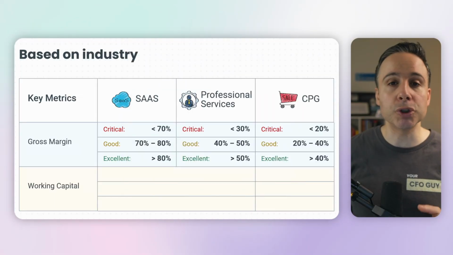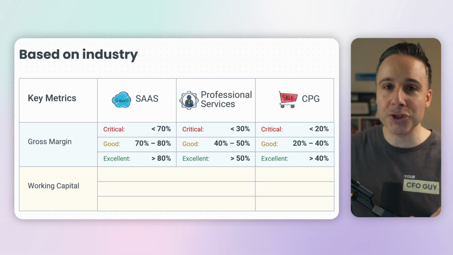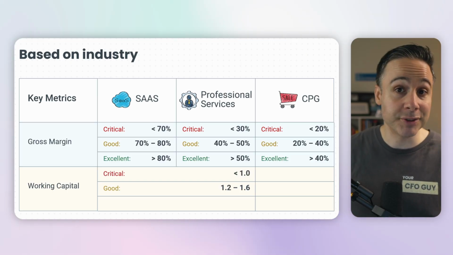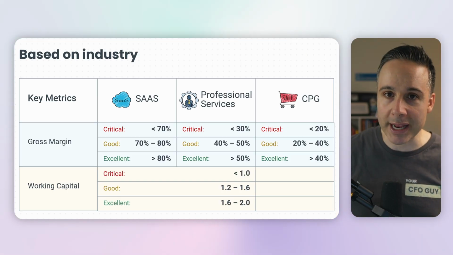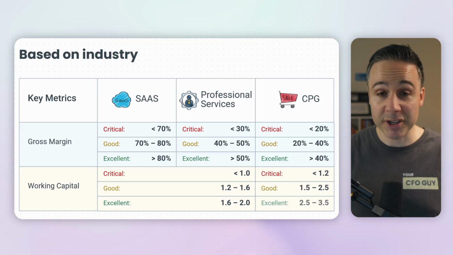Working capital can also differ between these 3 industries, and I find that both SaaS and professional services companies don't really need too much working capital. So their benchmarks can look like this, whereas with CPG, you need to have a lot of inventory on hand, which means you have a higher working capital need. Instead, your benchmarks can look like this.